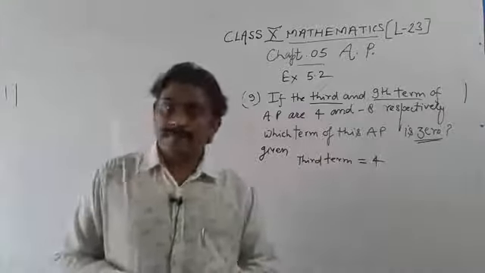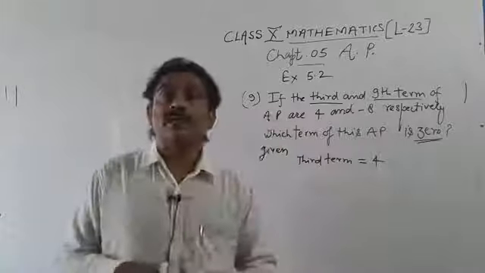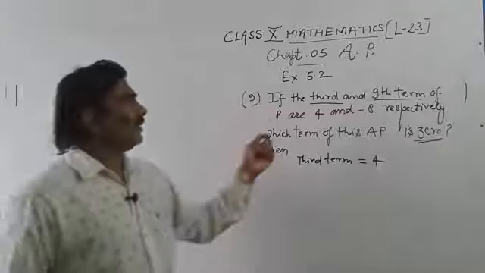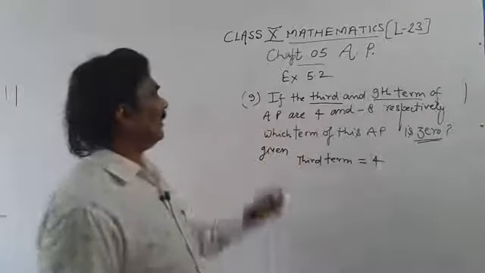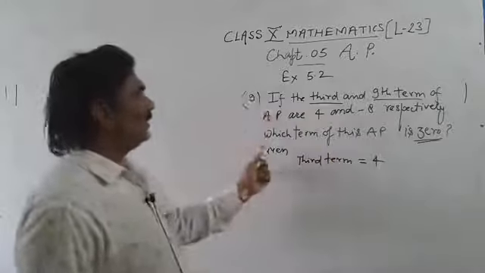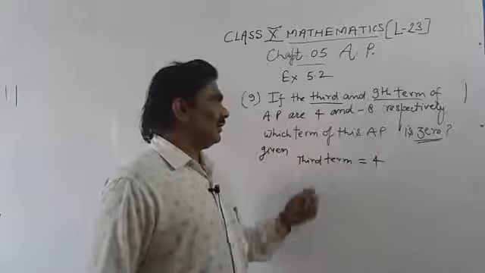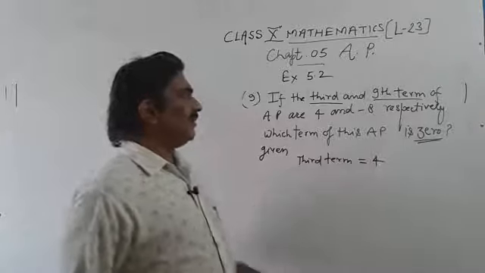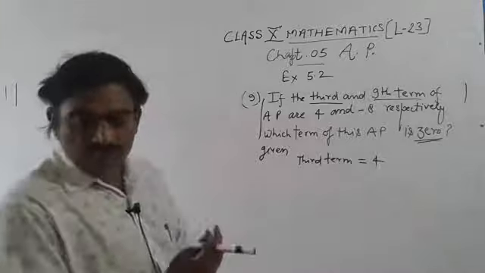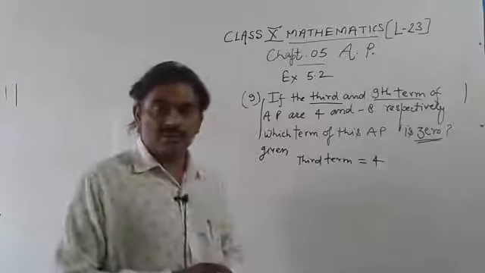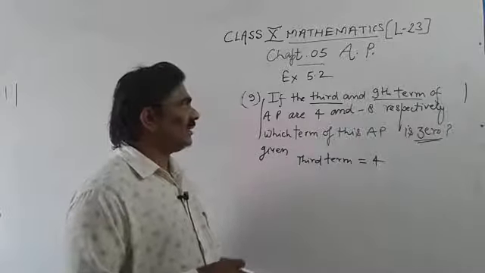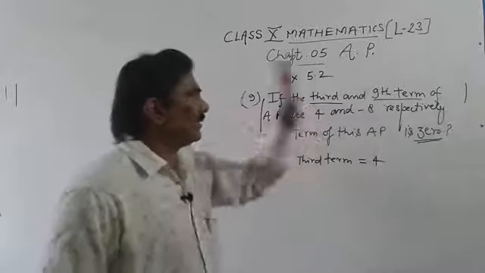Students, we have here the ninth question of 5.2, and the question is: if the third and ninth terms of an AP are 4 and -8 respectively, which term of the AP is 0? Students, we should read the question carefully. This is a word problem. So first of all, here we have the third and ninth terms.